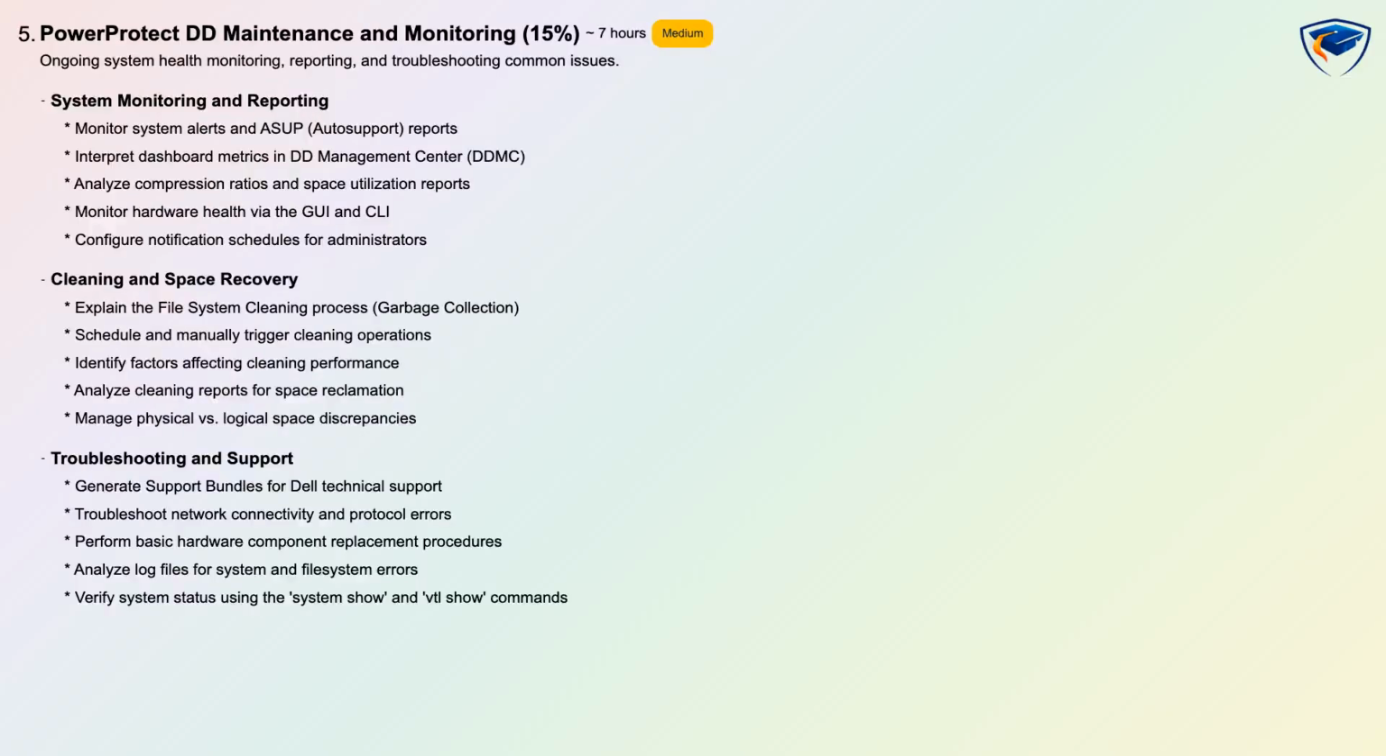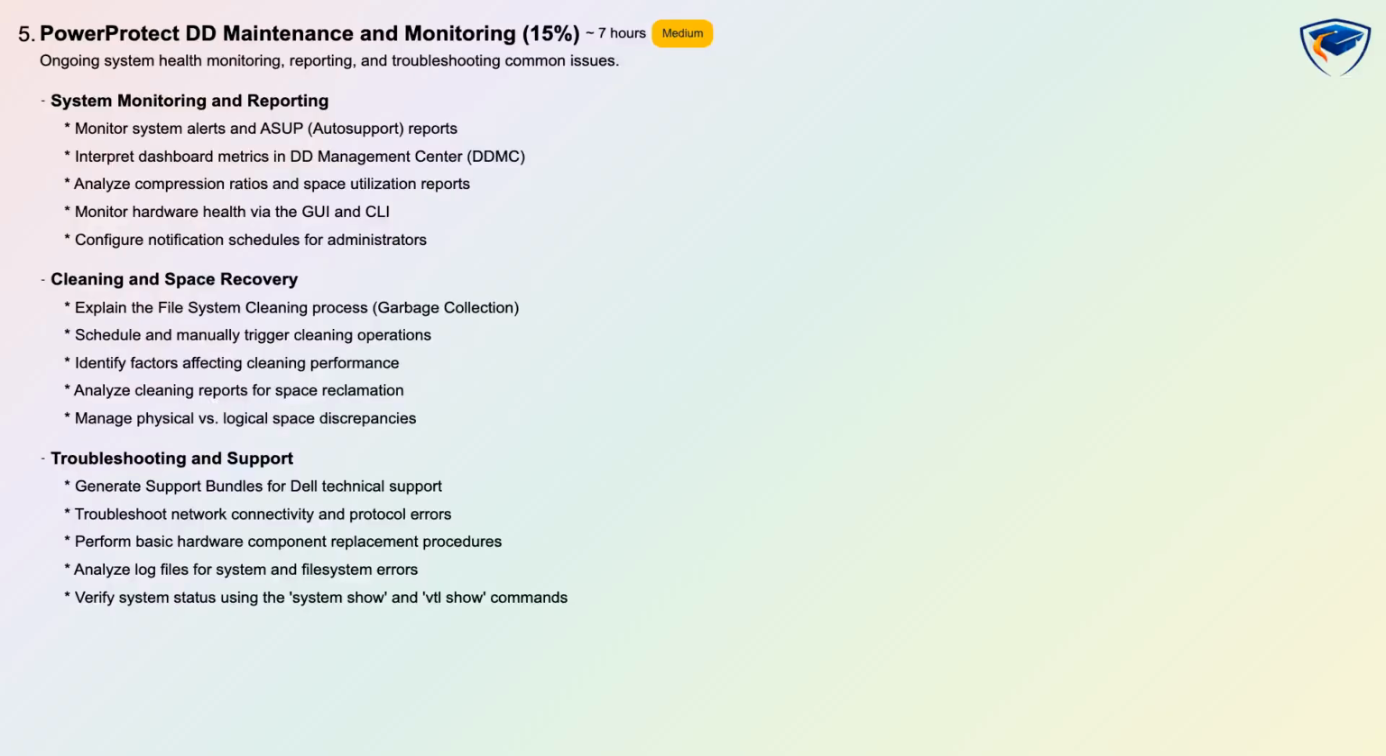PowerProtect DD maintenance and monitoring takes the final 15% of the exam and is medium difficulty with about 7 hours of study focused on scenario-based tasks. You will monitor system alerts and autosupport reports, interpret DD Management Center dashboards, analyze compression ratios and space utilization, and track hardware health through GUI and CLI tools while configuring notification schedules.